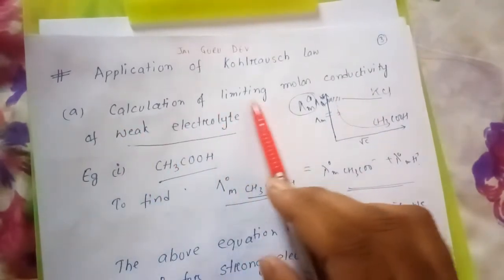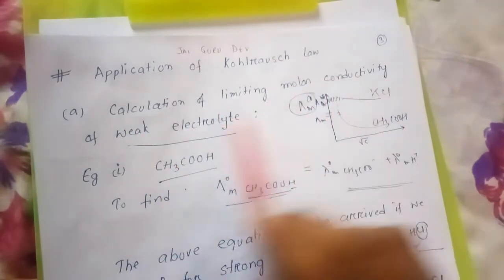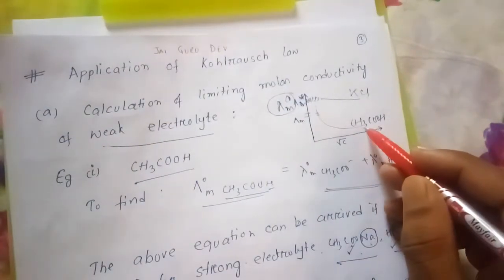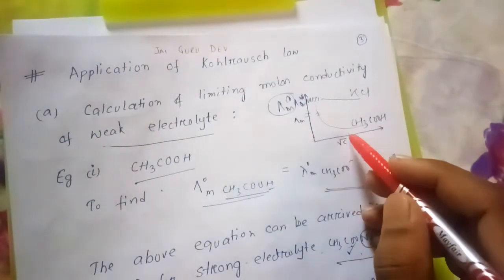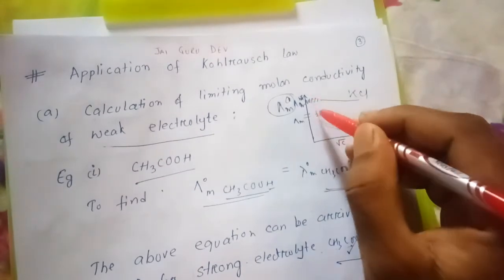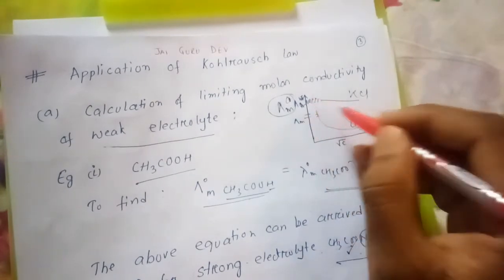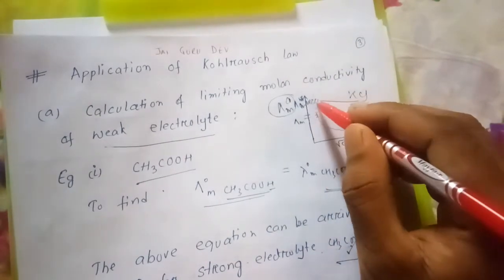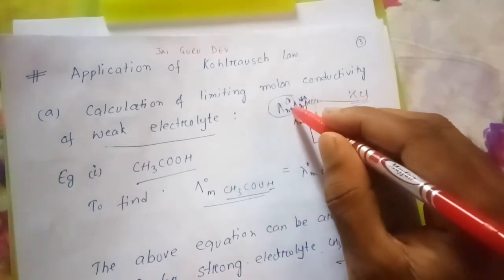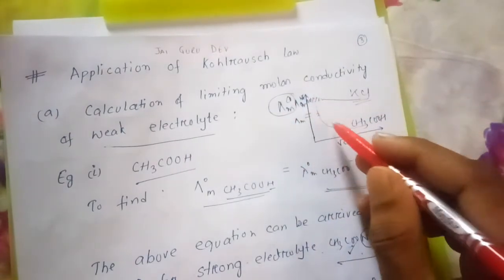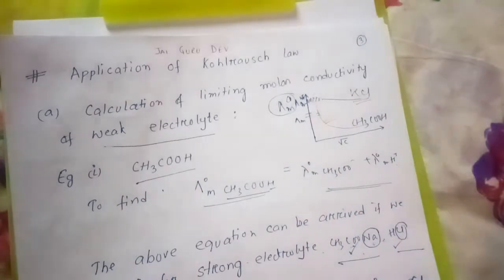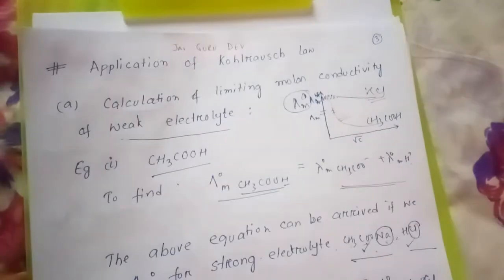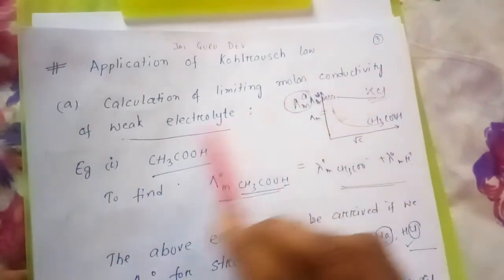Today we will learn some applications of Kohlrausch's law. First one is calculation of limiting molar conductivity of weak electrolyte. As we have discussed, this is your weak electrolyte CH3COOH, lambda m versus concentration. For a weak electrolyte the line becomes parallel to the y-axis. But in case of strong electrolyte, you can extrapolate and get the limiting molar conductivity. So for a weak electrolyte, how do we get the limiting molar conductivity? From the application of Kohlrausch's law we can find it out. So first one, calculation of limiting molar conductivity of weak electrolyte.